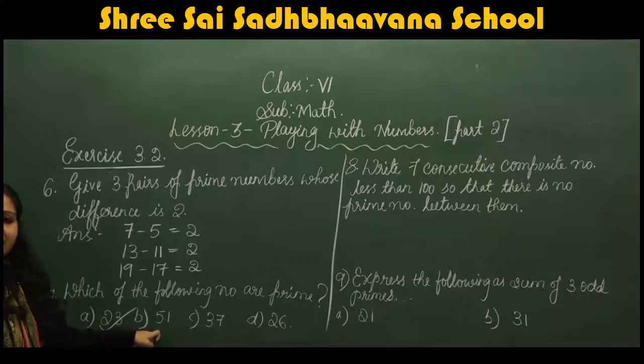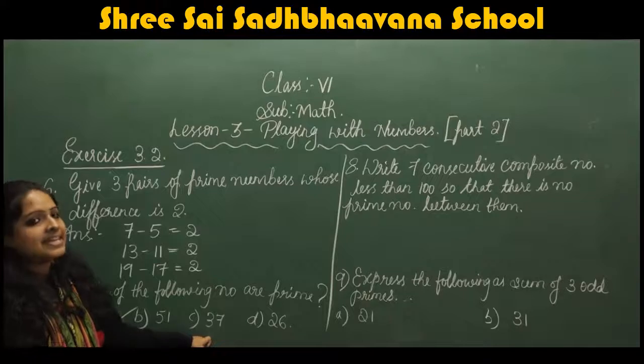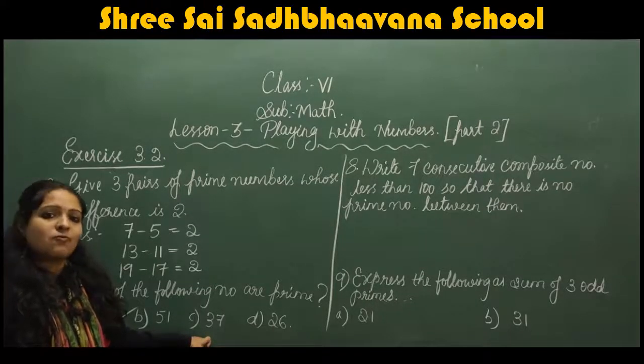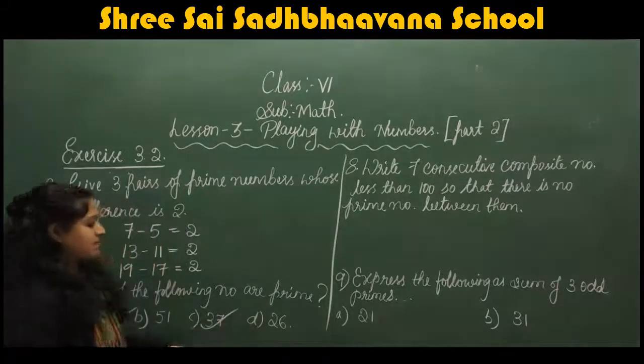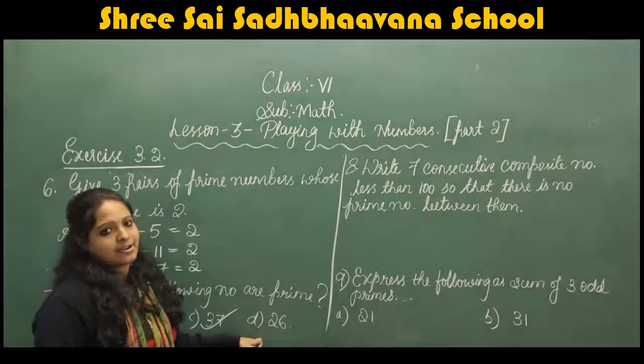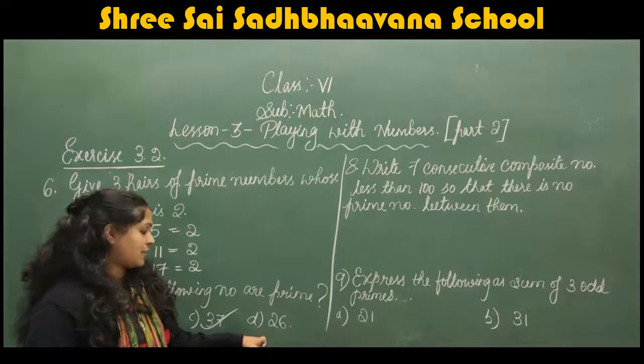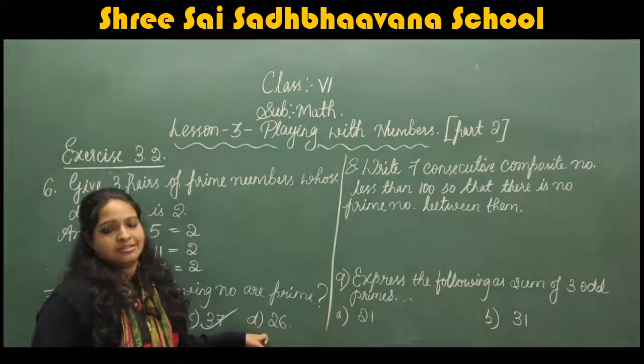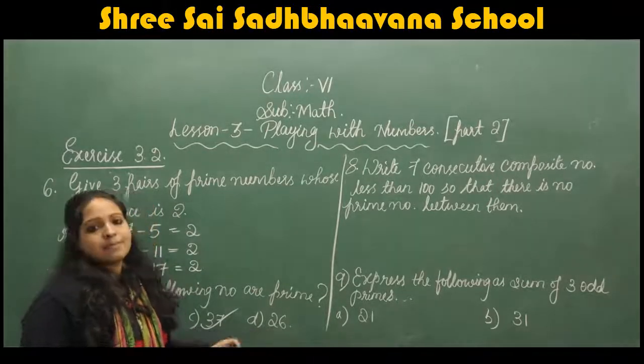Okay. Next, 51. It is not a prime number because you can find this 51 even in 17's table also. So it will appear in 1's table, 3's table, 17's table and so on. So it is not a prime number. 37, yes, 37 is a prime number because it will appear only in two tables, that is in 1's table and in 37's table. 26 is not a prime number, it is a composite number. You can find this in 2's table, 13's table, 1's table, 26's table and so on.